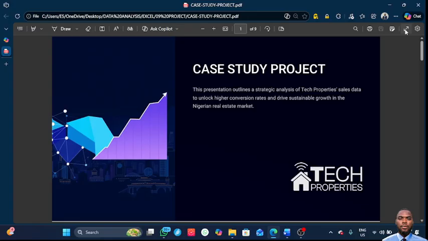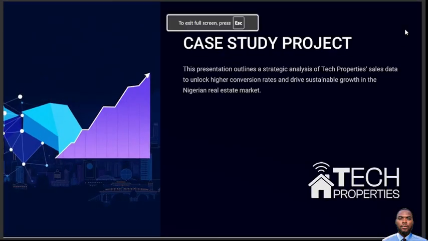Okay, like I said yesterday, today we are going to start the project for Excel proper. Now, this is going to be a case study to see how we can apply this data analysis process on a real life project.